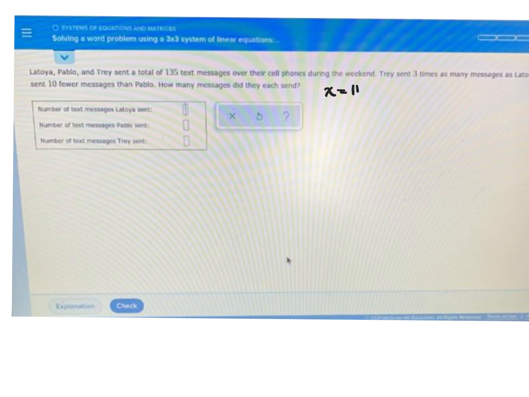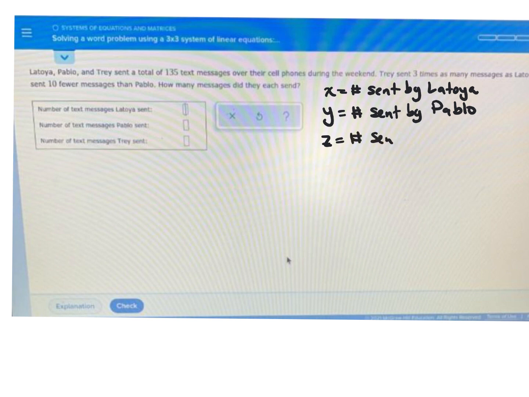So X is going to be the number sent by Latoya. And Y is going to be the number sent by Pablo. And Z is going to be the number sent by Trey. And then I know a couple things.